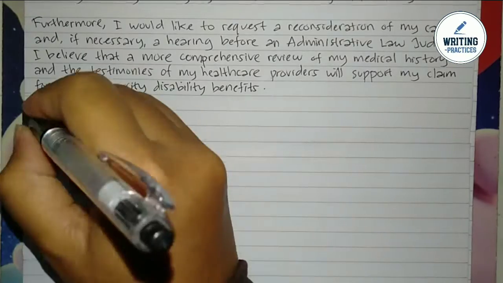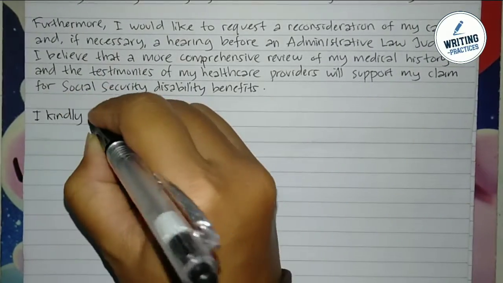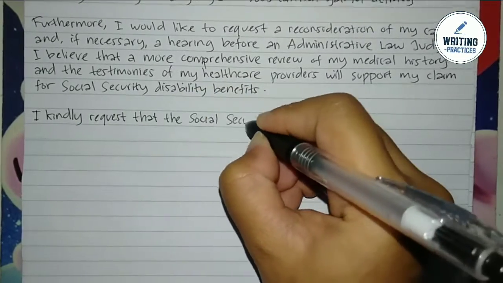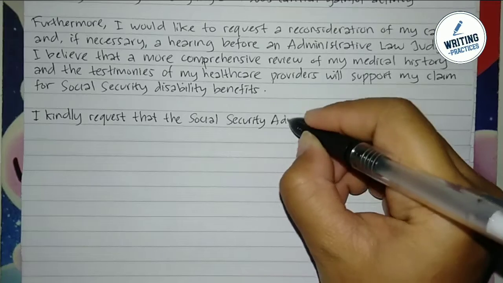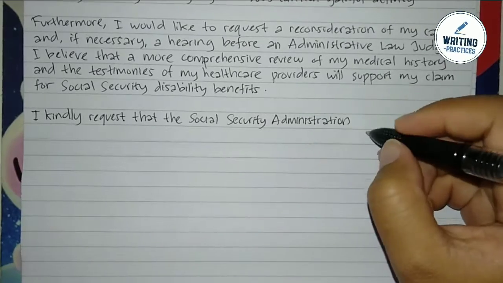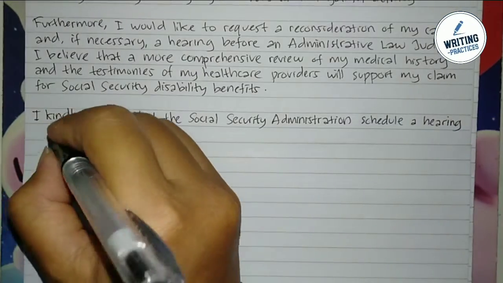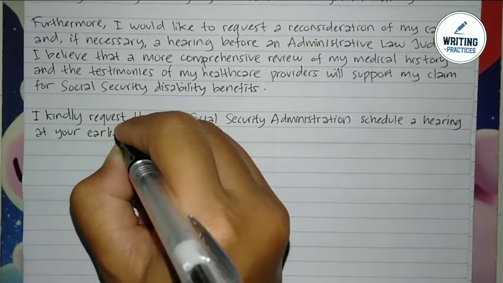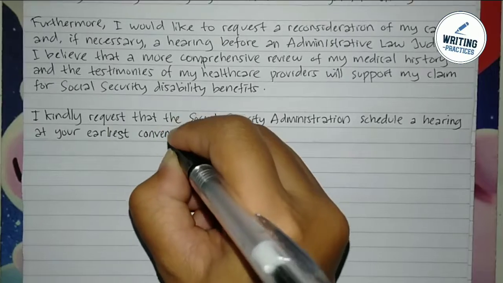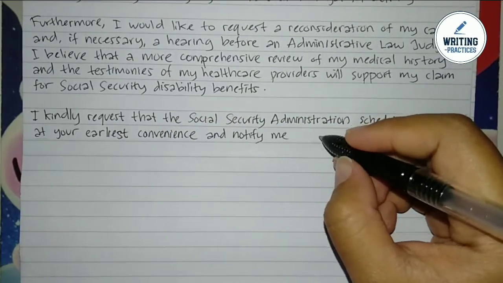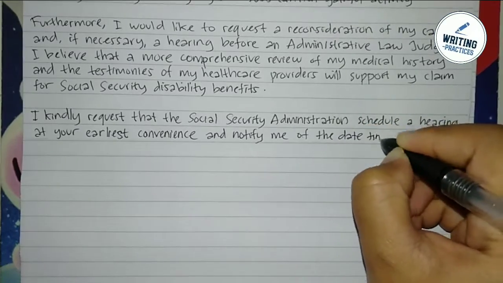In the 5th paragraph, this is where you request for scheduling a hearing. Don't hesitate to ask the SSA to schedule a hearing at their earliest convenience. And request that they notify you of the date, time, and location. Here, you can write something like, "I kindly request that the Social Security Administration schedule a hearing at your earliest convenience, and notify me of the date, time, and location."